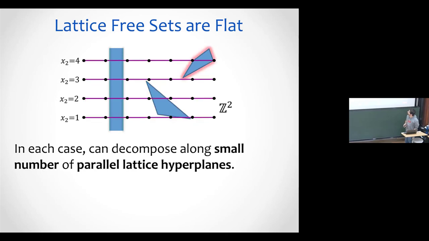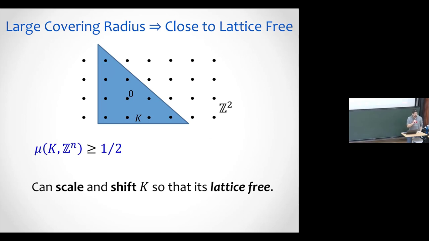Okay, so let's connect lattice freeness to covering radius being big. Lattice freeness is an easy thing to say, but it's really directly related to the covering radius: if the covering radius is big, in our case we were talking about one half, there is a scaling and a shifting of K that doesn't contain lattice points. Yes? Can you quickly repeat what lattice freeness is? There are no lattice points in the interior of your set. Okay. Yes.